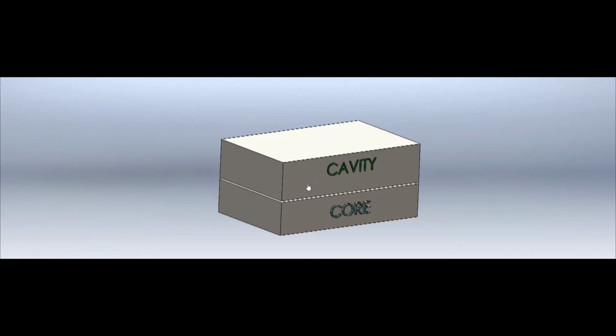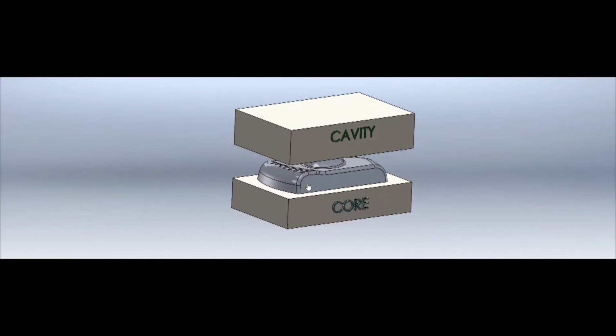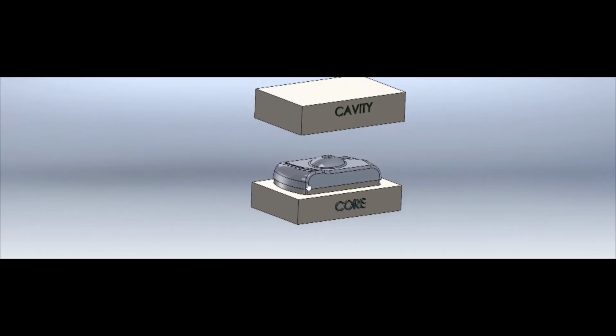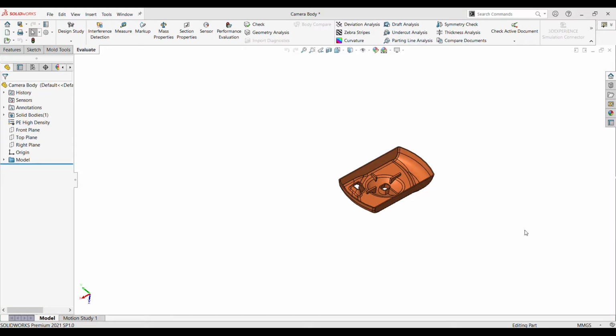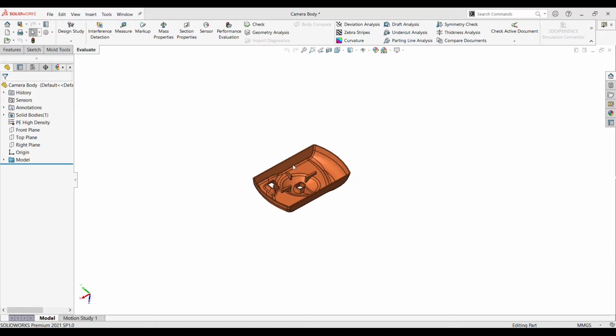Before going into SolidWorks, let's have a look at how the mold base has been generated. Let us see how we can create this in SolidWorks. Here we are working with a camera body for creating the mold base. To navigate to the mold commands, go to the Command Manager tab and select the Mold Tools tab.